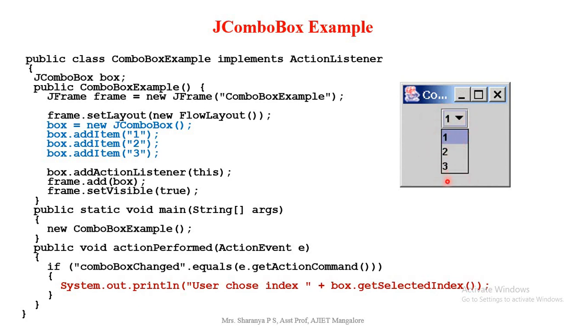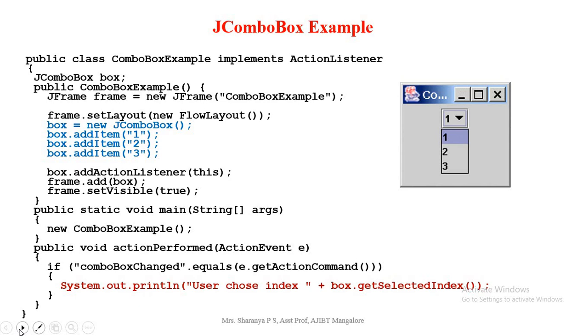1, 2, 3 is a list of items. It is displayed with respect to JComboBox. So its corresponding index value will be written. So as the output, we will get "user choose the index". Suppose if I choose 1, then "user choose index 1". This is how JComboBox will be working. In the upcoming video session, I will be discussing one hands-on session on how we can implement this JComboBox with a different example program.